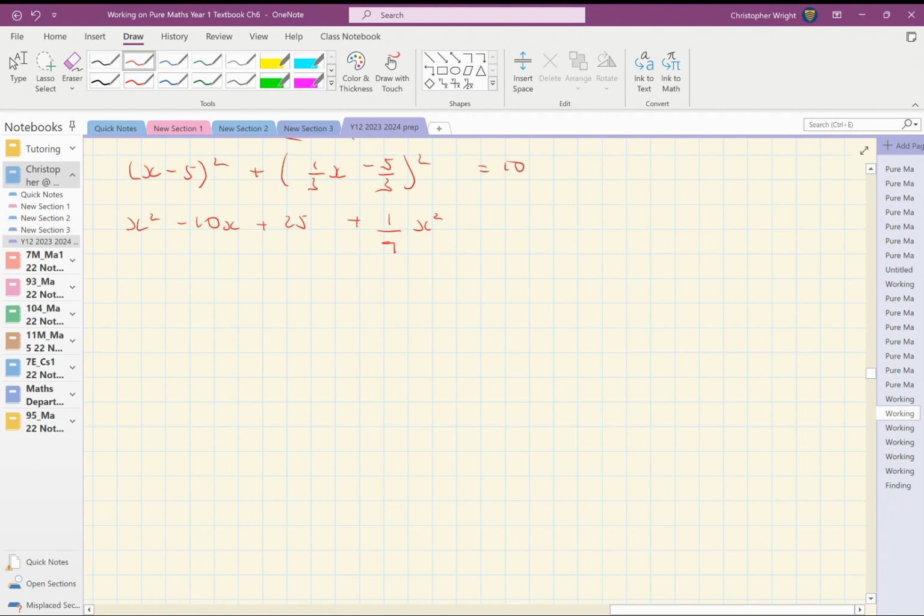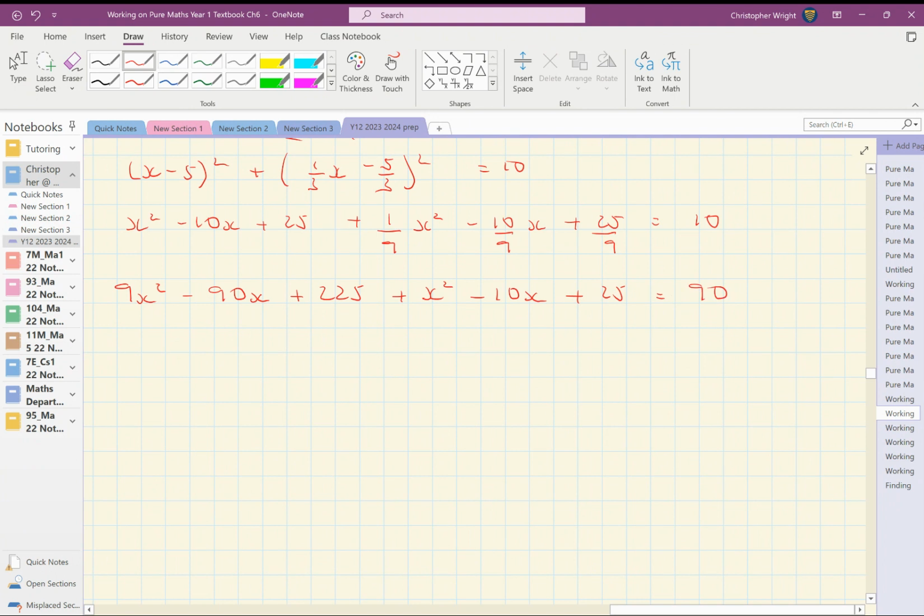Now I'm going to have minus 5 ninths and another minus 5 ninths of x, so minus 10 ninths of x, and then minus 5 thirds times minus 5 thirds is plus 25 over 9, and that's going to equal 10 on the right hand side. Let's multiply everything by 9. 9x squared, minus 90x plus 225, plus x squared minus 10x plus 25 equals 90.